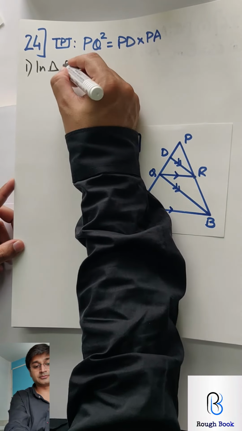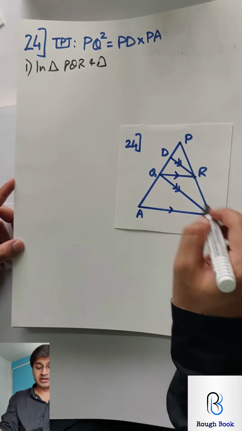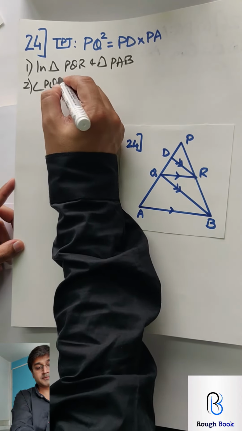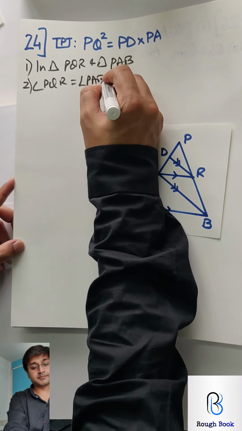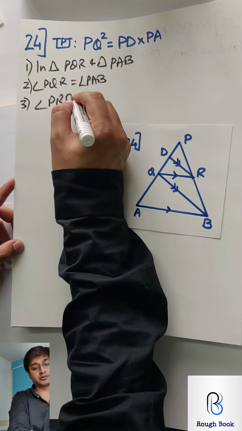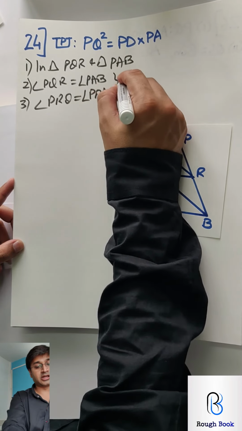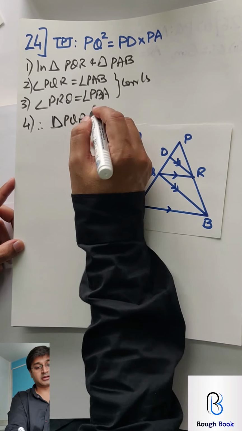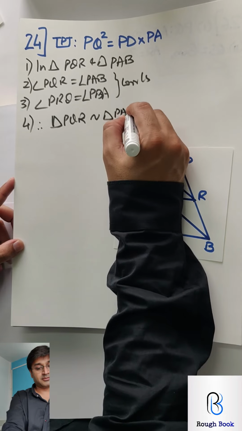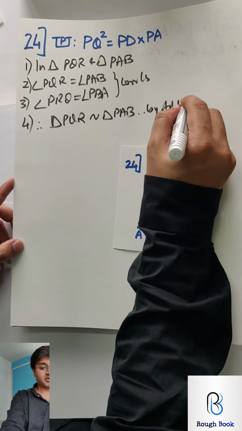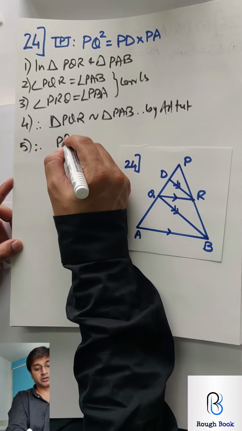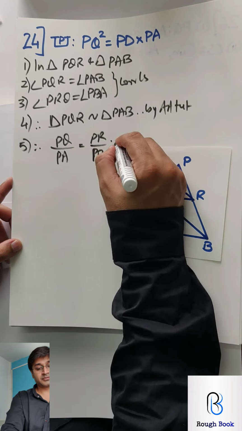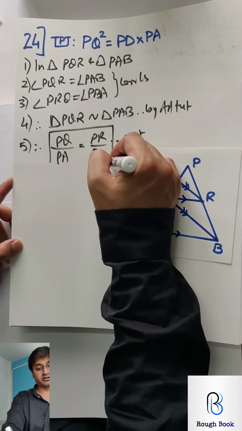So in triangle PQR and triangle PAB, I will say angle PQR equals angle PAB and angle PRQ equals angle PBA. Both are corresponding angles, and therefore triangle PQR is similar to triangle PAB by AA test. Now the triangles are similar, therefore PQ upon PA, PR upon PB, CSST. This is very important for us now.